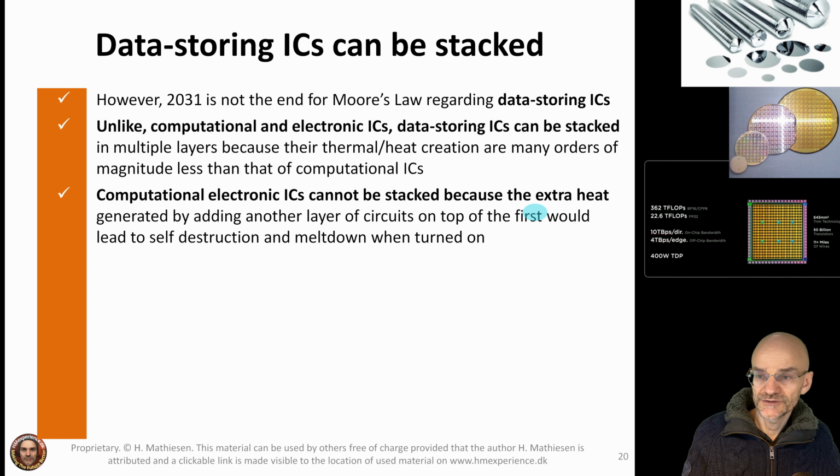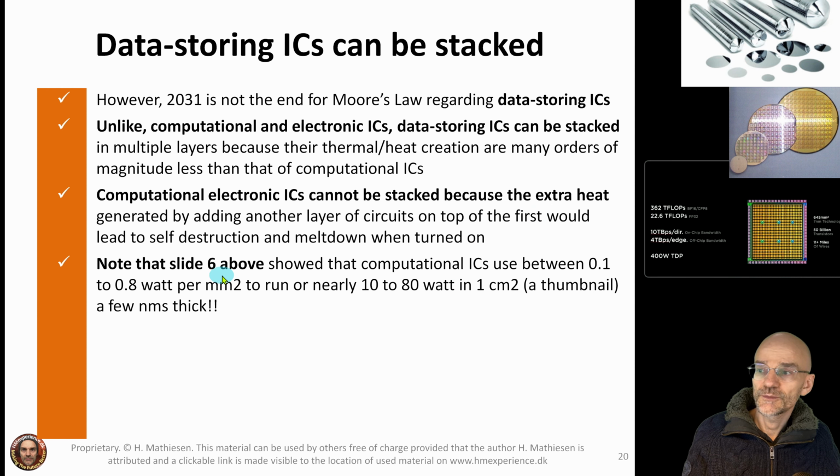Whereas in a computational IC, you are turning transistors on and off constantly, like literally billions of times per second, all over the circuit. And that generates a lot of heat. In fact, if you can remember from slide 6 above, these computational ICs use between 0.1 and 0.8 watt per square millimeter. That might not sound like a lot, but it actually is quite a lot, because it's between 10 and 80 watt in a square centimeter.